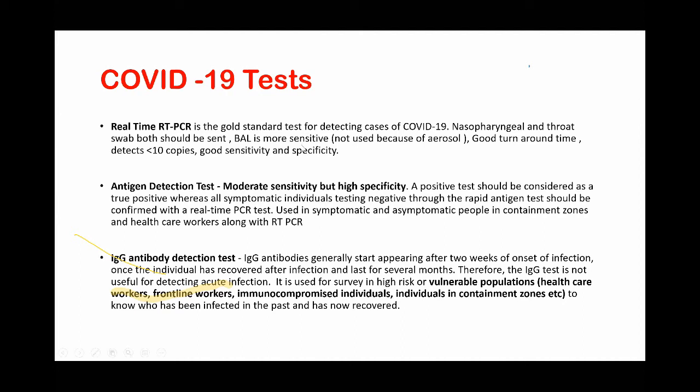The BAL, bronchoalveolar lavage, is more sensitive, but it is not being used because of the aerosol generation. It is a good test, it even detects less than 10 copies, and it has good sensitivity and specificity and a good turnaround time, 6 hours. So it is the gold standard, but there are certain problems associated with it. So proper sampling is very, very important. Second, storage and transport of the sample is really, really crucial. And so these are the things we need to monitor. It also depends on the kits and the person who is doing it. So there are some fallacies, but overall it has been a reliable and a good specific test.